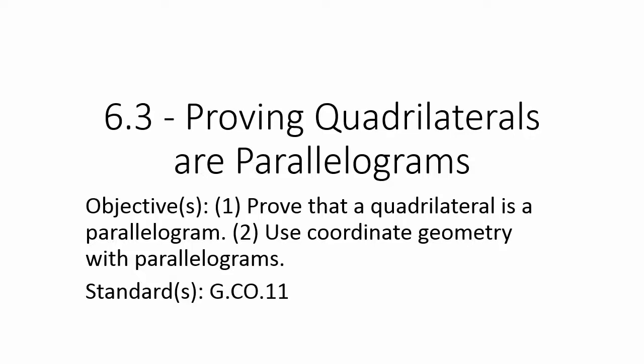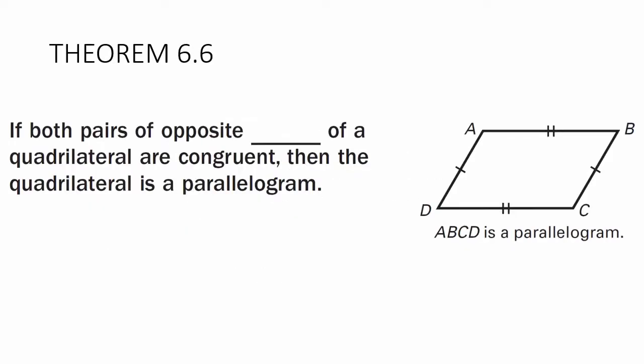Hi everyone, in today's lesson we are looking at Chapter 6, Section 3, Proving Quadrilaterals are Parallelograms. Our objectives are to prove that a quadrilateral is a parallelogram and to use coordinate geometry with parallelograms. Our standards are GCO 11. We start by looking at some theorems.